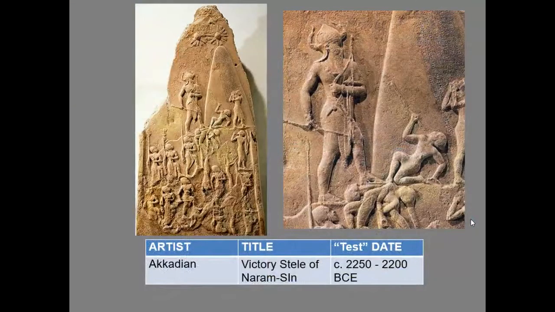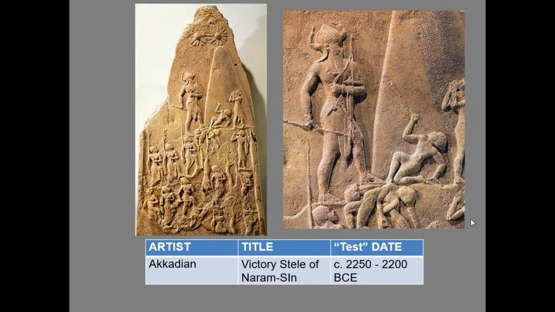An Akkadian object that speaks to their prowess in battle is the victory stele of Naram Sin. We know that this stele was subsequently claimed by a later king, and so his name was inscribed onto it, but we know in fact that it was meant for Naram Sin's victory.